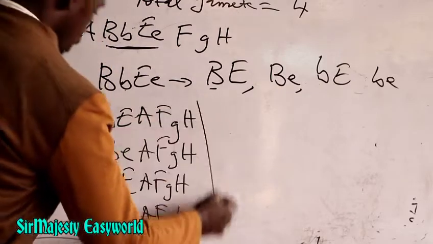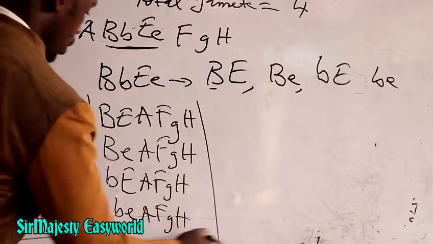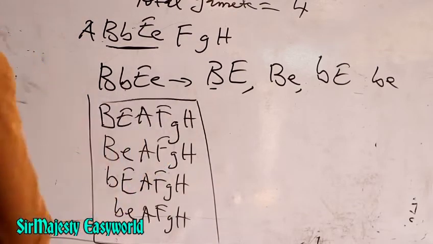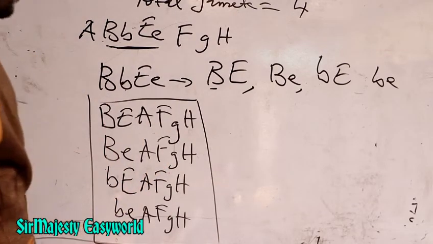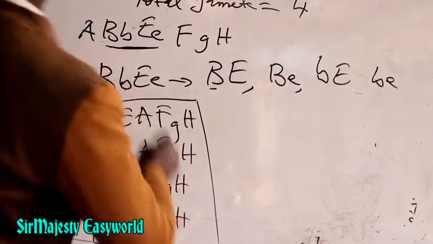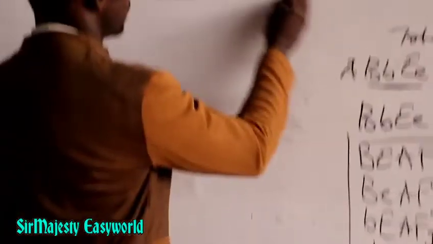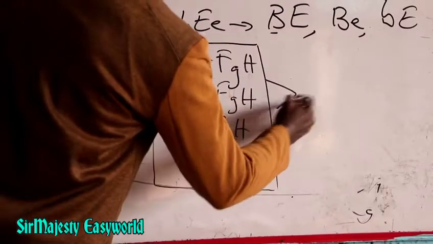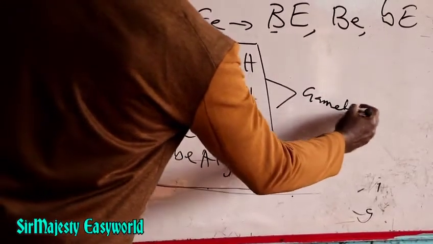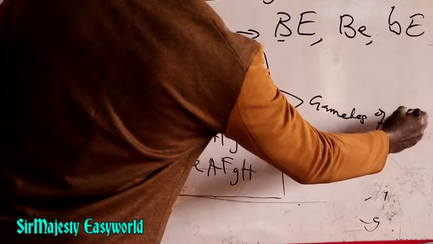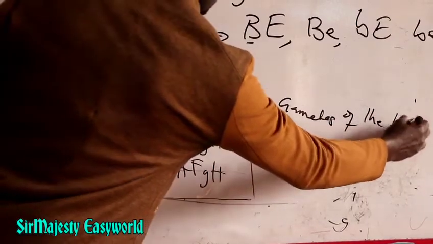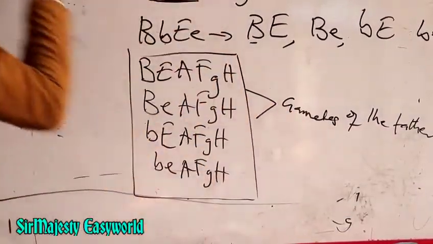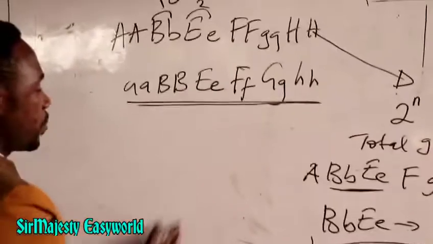We now keep this. That's the gametes of one of the parents. This may be that of the father probably. Then we'll take the second one here. So let's take a look at these gametes of that of the father. So let's assume this one should be the mother or the female type.